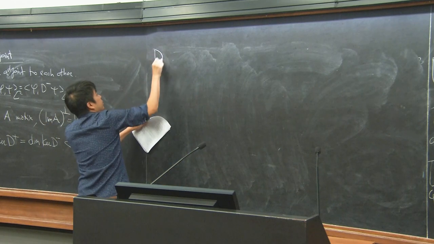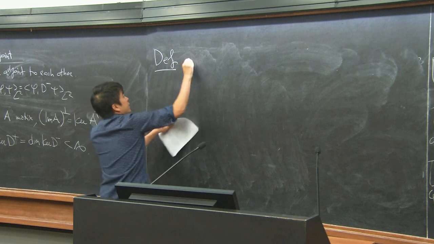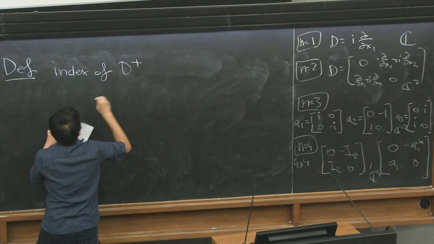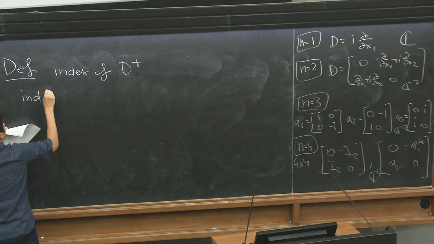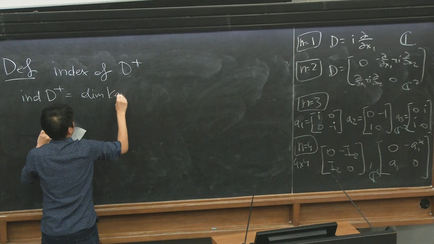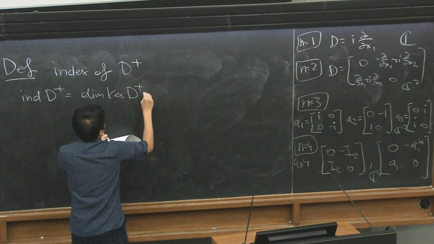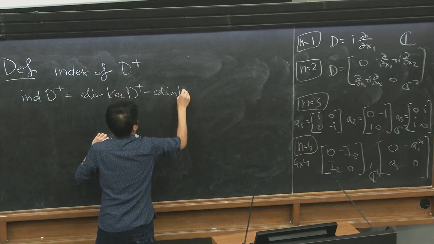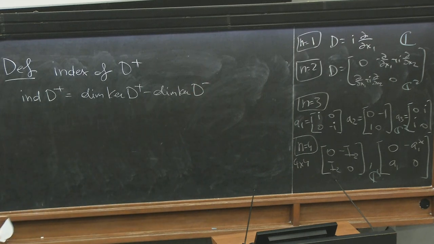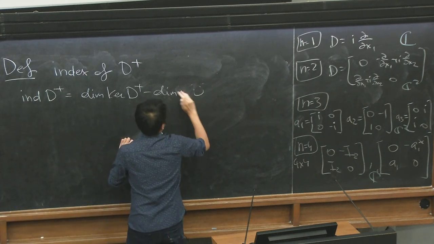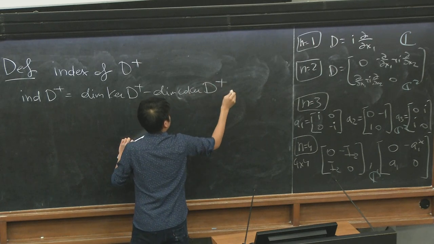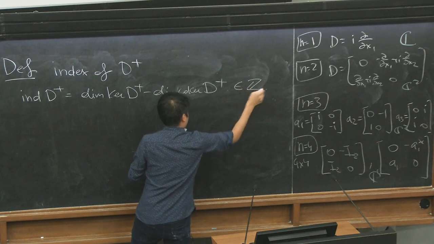I guess by definition, the index of D plus is the dimension of the kernel of D plus minus the dimension of the kernel of D minus. Sorry, I guess the co-kernel of D plus. Okay, and this is a natural number.